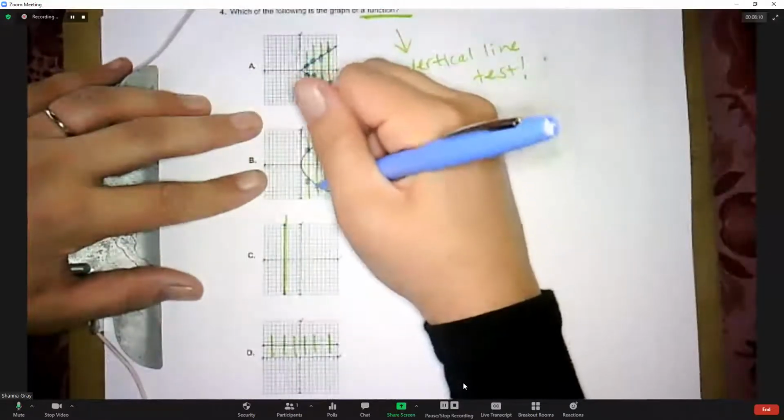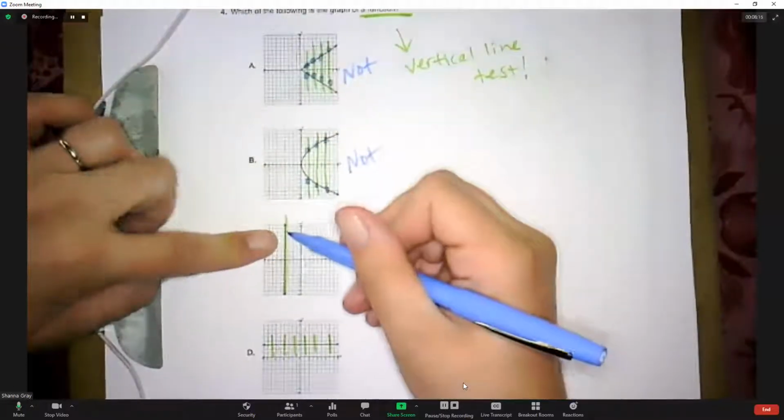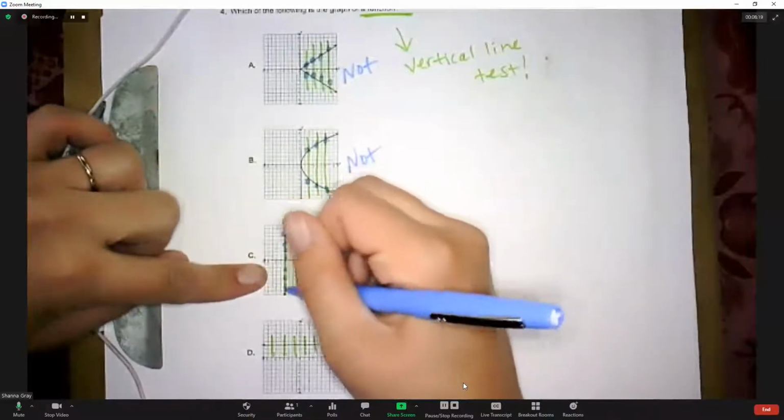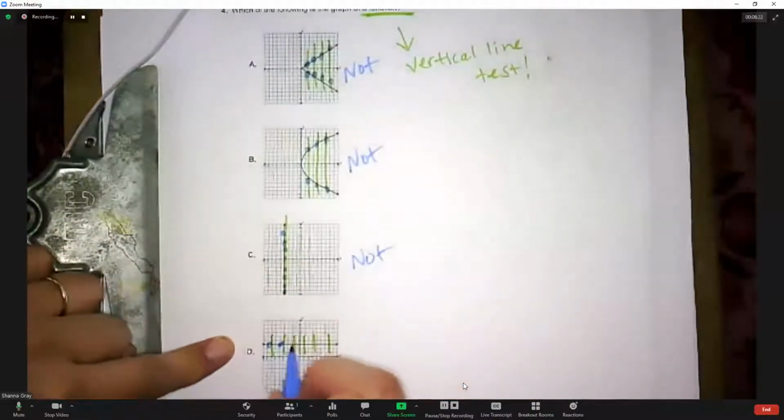This one has places where it crosses twice, right? One line crosses twice, but this is not a function. If I draw a vertical line over this vertical line, it crosses everywhere. It's definitely more than once. So this is not. And then here's the one where it crosses once. So this one is. So D is my answer.